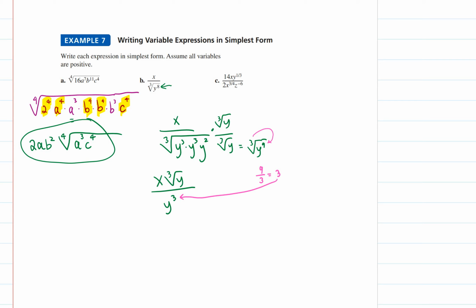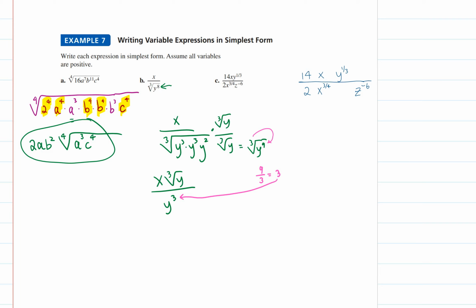All right, for part C, when I have a fraction with a whole bunch of parts, I like to make sure that everything's all lined up. So I'm going to put my whole numbers over whole numbers. So I got 14 over 2, and then I like to leave a little space. So I got x just by itself, and then I had x to the 3/4 in the denominator. In the numerator, I have y to the 1/3. There are no y's in the denominator. And in the denominator, I have z to the -6th, and there are no z's in the numerator.